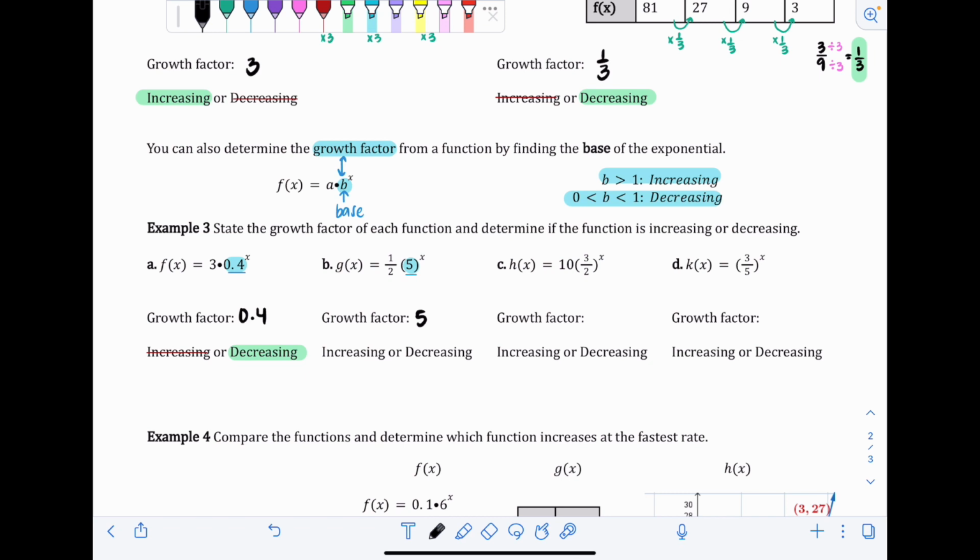And then to determine if it's increasing or decreasing, we have to say, okay, is my growth factor greater than 1 or is it between 0 and 1? 5 is greater than 1, so it'd be increasing.